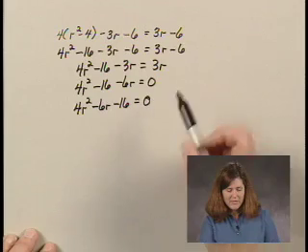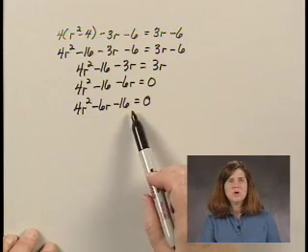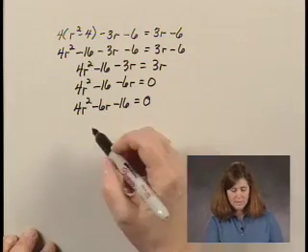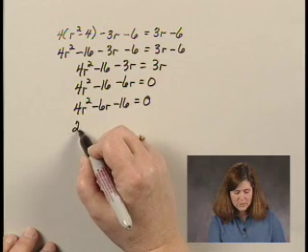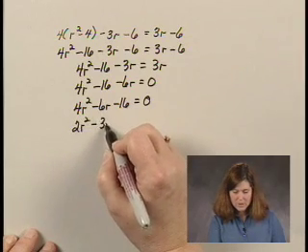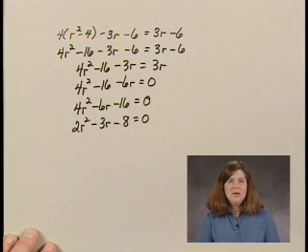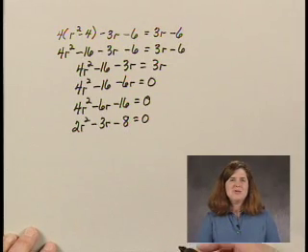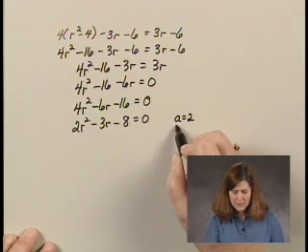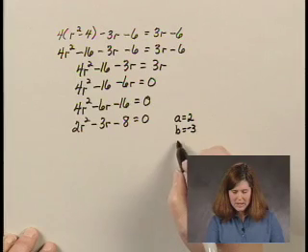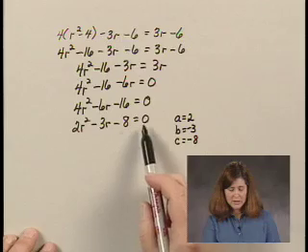I notice that I have a common factor here of 2. Just to keep the numbers a little smaller, I'm going to divide every term by 2, and I'll divide 0 by 2 as well. So I have 2R squared minus 3R minus 8 equals 0. This doesn't factor. I need to solve it using the quadratic formula, where I have a is 2, b is negative 3, and c is negative 8 from this quadratic equation here.